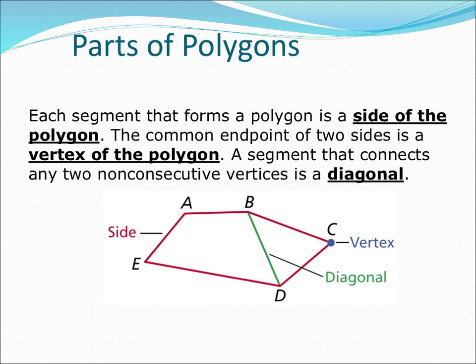AB, BC, CD, DE, and EA are your sides. A, B, C, D, and E are your vertices. And then one of the diagonals there is drawn. But it's any segment that connects two non-consecutive vertices, which means not one after the other. So this is also a diagonal. This is also a diagonal. This is also a diagonal. Any segment that connects two non-consecutive vertices is a diagonal. If it connects two consecutive vertices, it's a side.